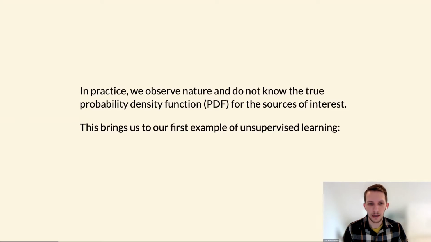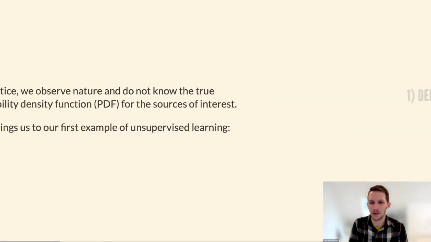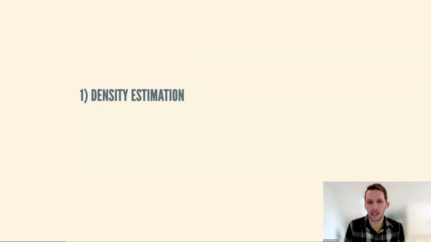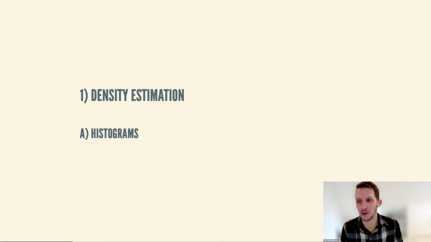Okay, so in practice, we observe nature. We do not actually know the true underlying probability density function for the sources that we care about. Okay, so again, protect your eyes if you are apt to roll them. But this brings us to our first example of unsupervised learning, density estimation, which is most commonly done with histograms. I paused in order to allow you all to roll your eyes. Adam, please shut up. Please stop telling us about histograms.